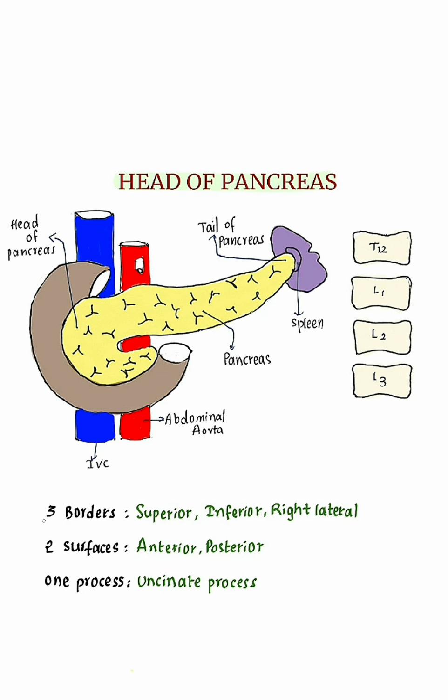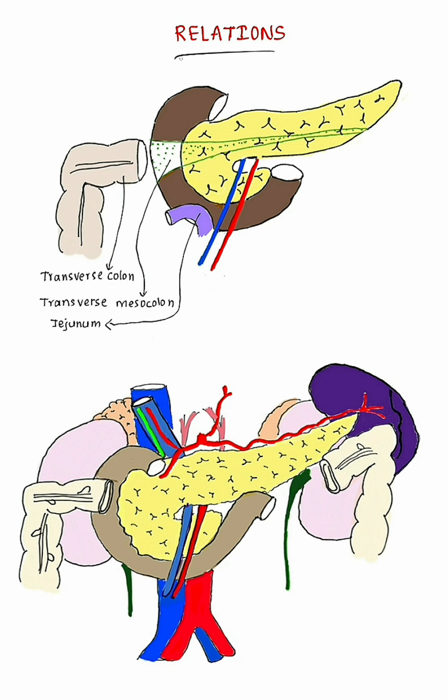External features. It presents three borders: superior, inferior, and right lateral border. Two surfaces: anterior surface and posterior surface. It presents one process: the uncinate process. Relations. The head presents three borders: superior border, right lateral border, and inferior border.